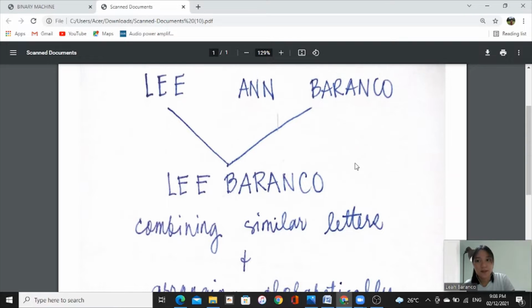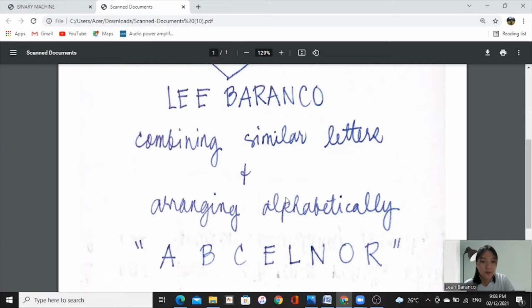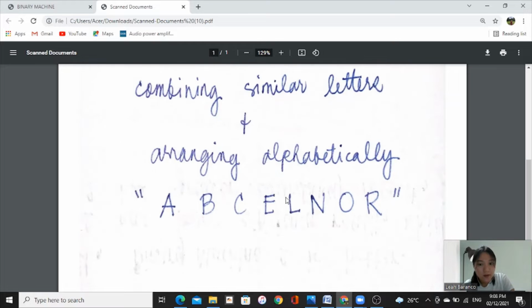So first, our given data is from my name, but it will only comprise the first and the last name. So it is going to be LEEBARANCO, and combining similar letters and arranging it alphabetically, it is going to be ABCELNOR.